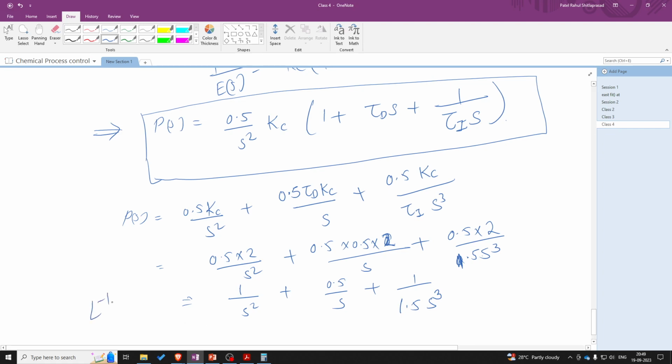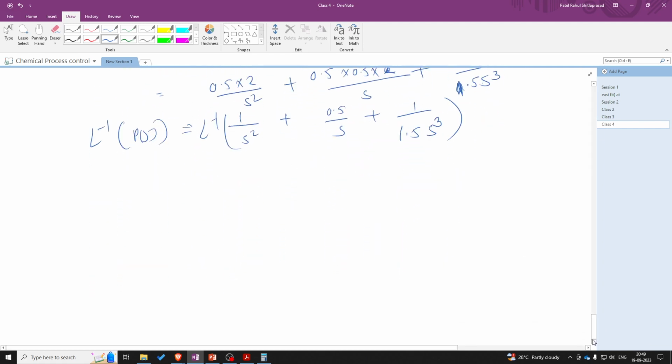Now we can take the Laplace inverse of this to find P of t. So the Laplace inverse of 1 upon s square is, we studied it as t. So this 1 upon s will be 1, so it will simply be 0.5, plus s cube will be t square by 2, so it will become 2 into 1.5 is 3, so basically it will become t square upon 3.